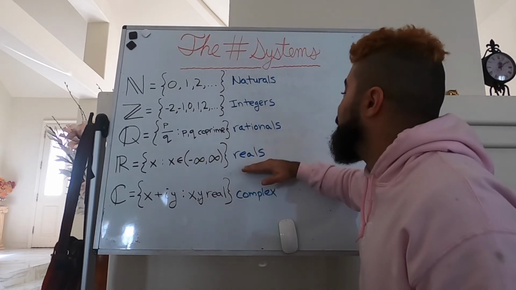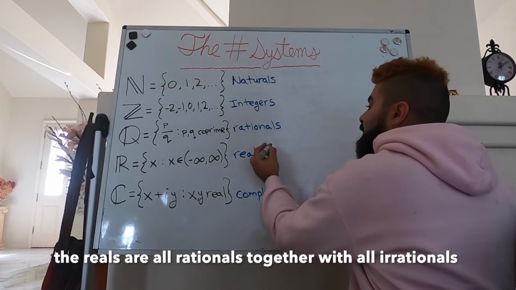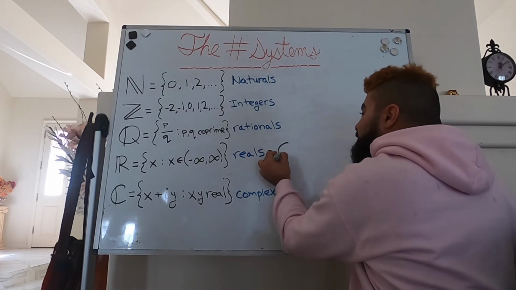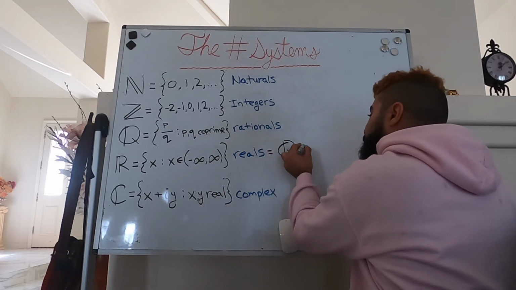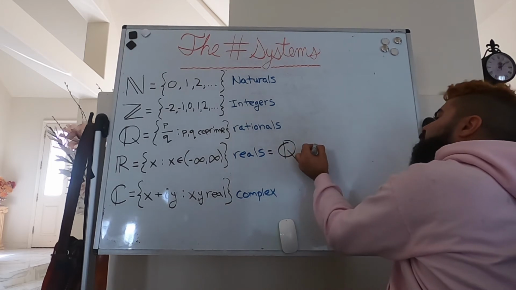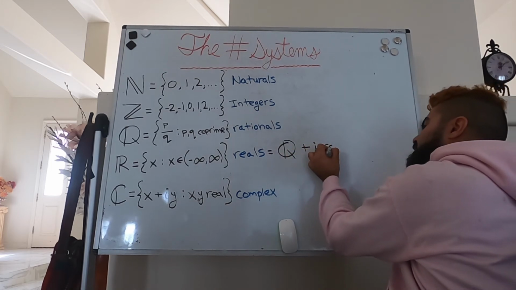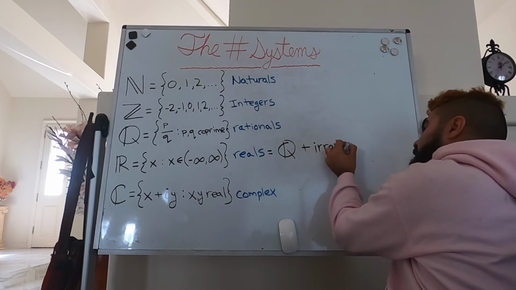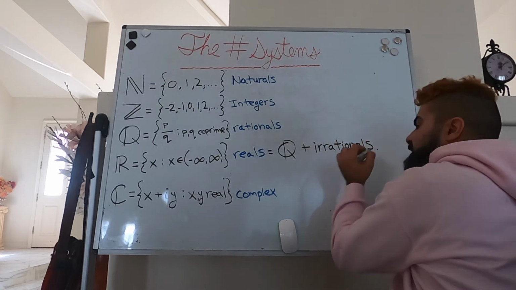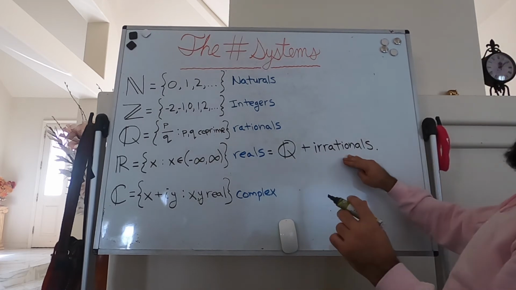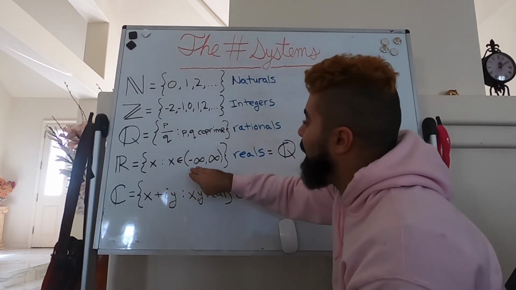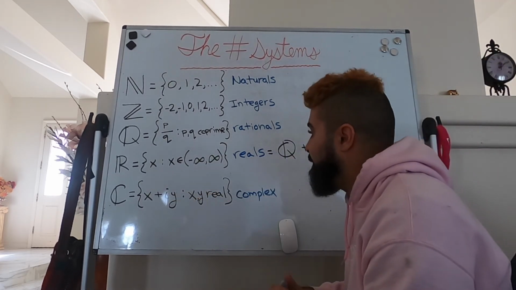Next up, we got the reals. The reals are really just the rationals plus all the... There's no symbol really for irrationals, so I'm going to write irrationals. So the reals are just all the rationals plus the irrationals. You get all the reals, which is all the numbers between negative infinity and positive infinity.